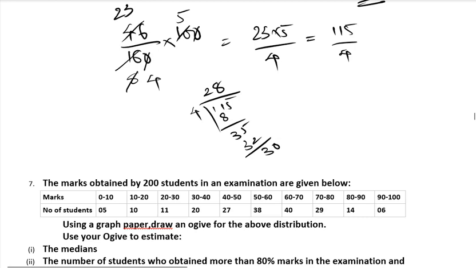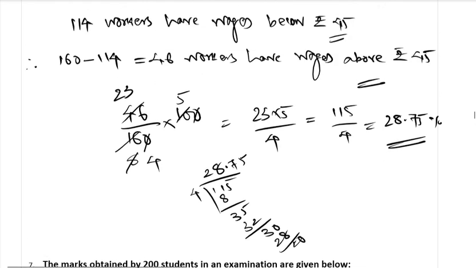Okay, I don't have much space left here. There will be a point over here. 4 7s are 28, 2 0. 28.75 is the answer. 28.75% of the workers earn more than rupees 45 per day.